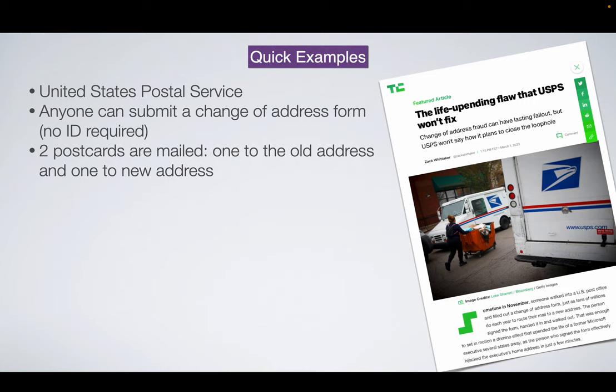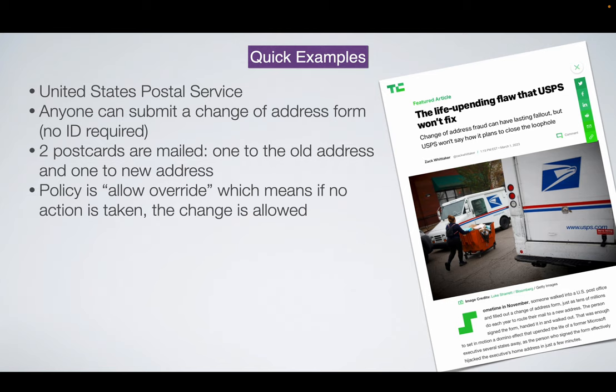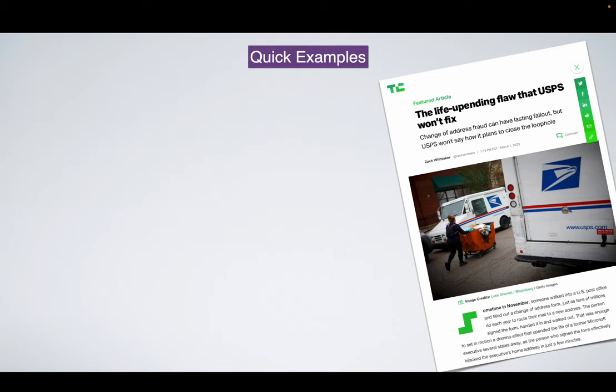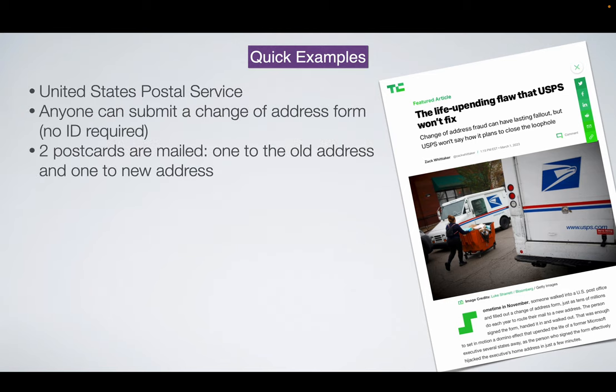Then what they'll do is mail two postcards, letters, that type of thing, to the two addresses on the form, the old address and the new address. And they'll basically say, somebody's asking to forward your mail from this address to this address. If you have a problem with that, let us know and we'll cancel it.